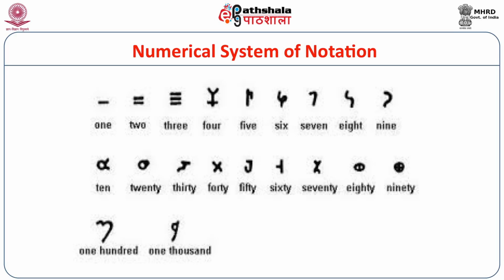Similarly, there are separate signs or symbols for 100 and 1000. So, all total, if you count, there are 20 symbols in this numerical system of notation. In the first row you can find 9 symbols, in the second row again 9 symbols, and in the third row a symbol for 100 and a symbol for 1000.